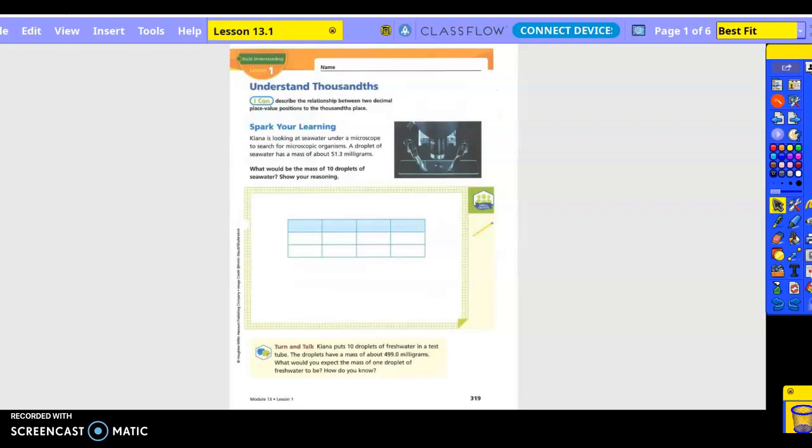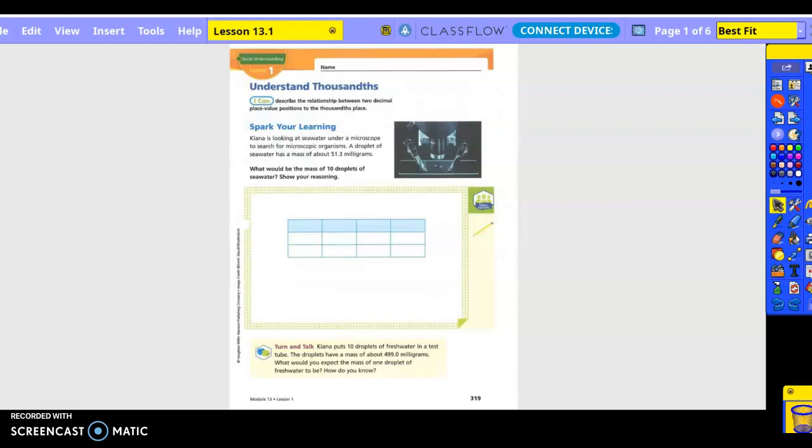Fifth grade math lesson 13.1. Understand thousandths. I can describe the relationship between two decimal place value positions to the thousandth place. Start your learning. Kiana is looking at seawater under a microscope to search for microscopic organisms. A droplet of seawater has a mass of 51 and 3/10 milligrams. What would the mass of 10 droplets of seawater show?